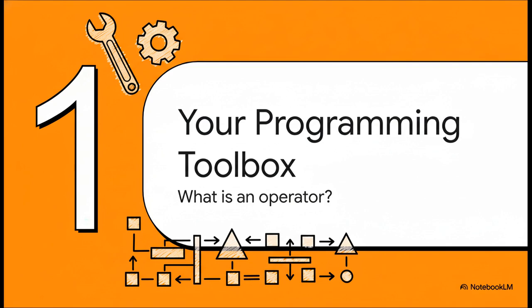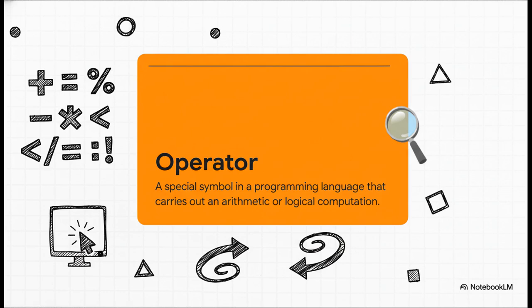It's a really simple idea, but you know what? Understanding this is the bedrock for everything else we're going to build today. So here's the official textbook definition. An operator is just a symbol, like a plus sign or a greater than sign that tells the computer to do something specific. Think of it as the command for what to do with all your data.